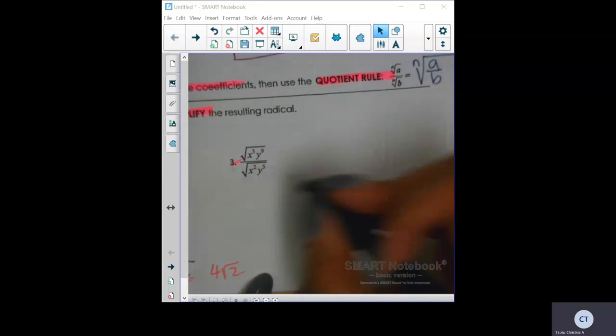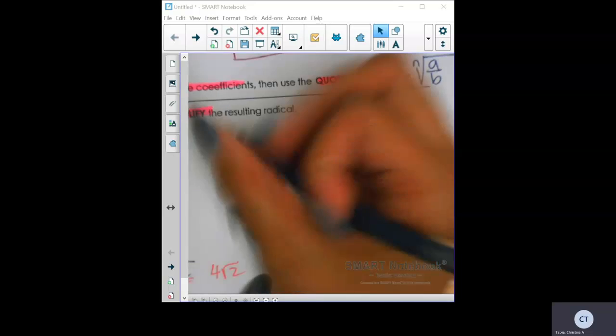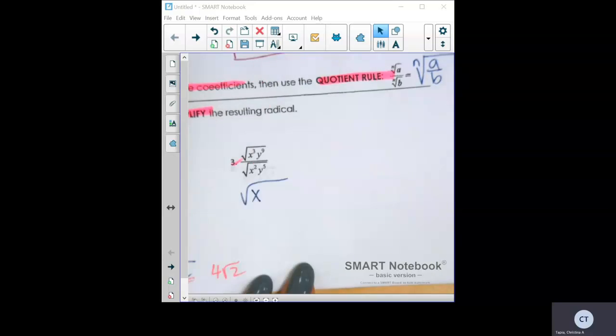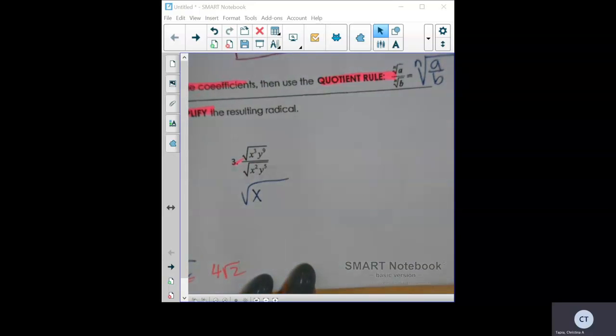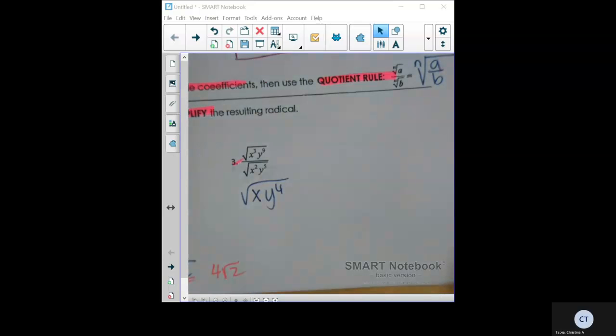All right, Jory. When you divide the variables, you have to subtract the exponents. So what's 3 minus 2 on x? 1. Okay, so I'm just going to put x. And then what about y? What's the exponent going to be? Can you simplify that? You can't?